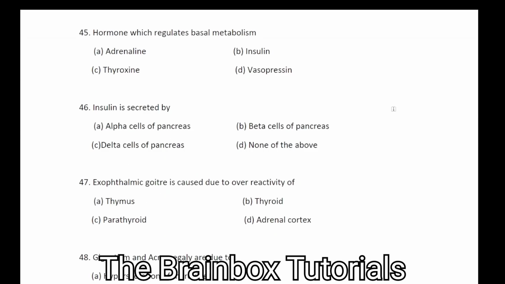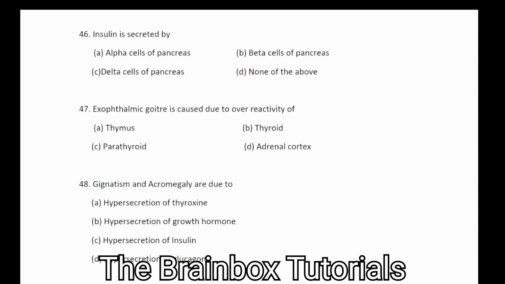Number 45. Hormone which regulates basal metabolism. Option A, adrenaline. Option B, insulin. Option C, thyroxine. And option D, vasopressin. And the correct option will be C, thyroxine. That is the hormone secreted by thyroid gland.